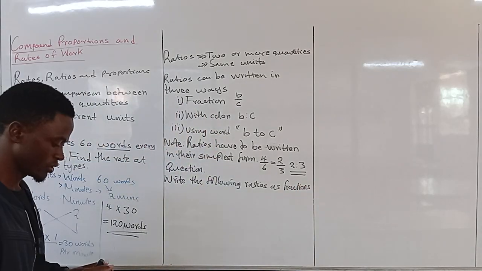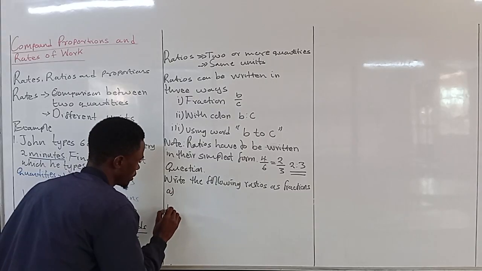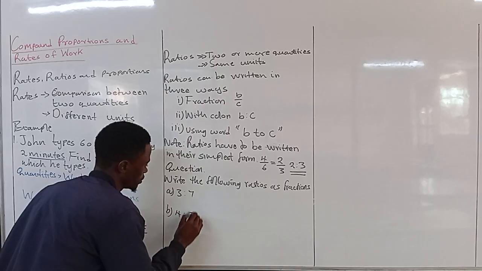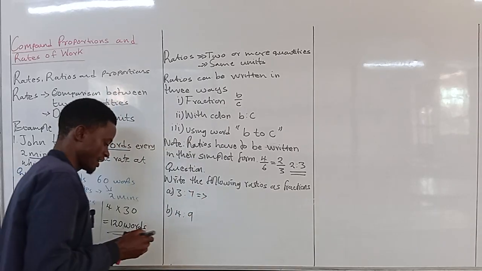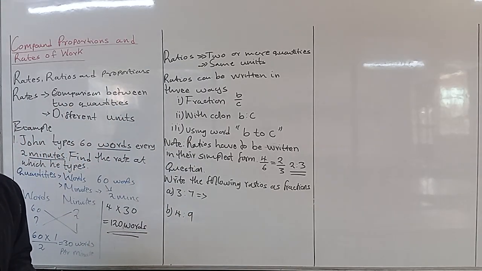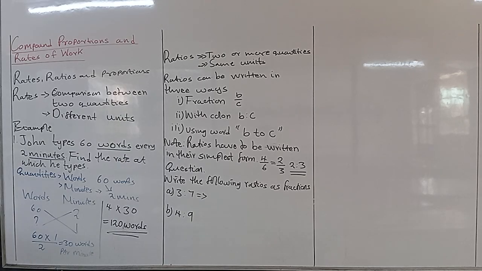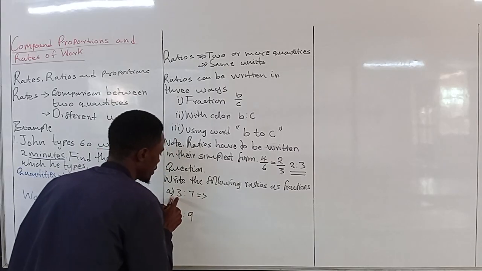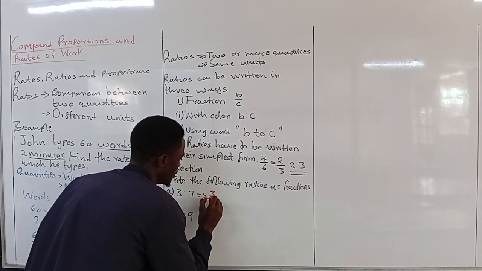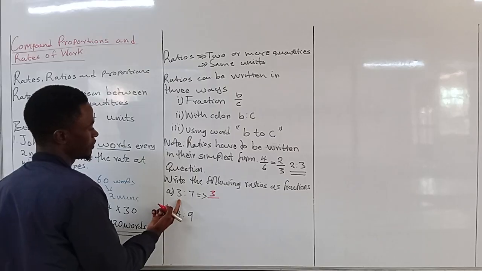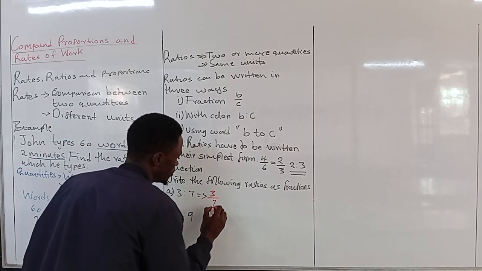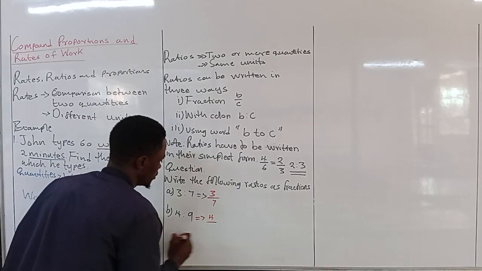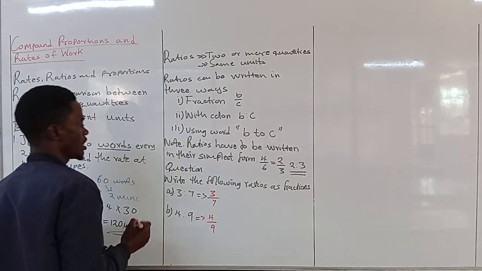So write the following ratios as fractions. Part A and part B: we have 3 is to 7, and then 4 is to 9. For this first case, the first number becomes our numerator, that is 3, and then we have the division line, and then the second number becomes the denominator. The first number becomes our numerator, and the second number is our denominator.